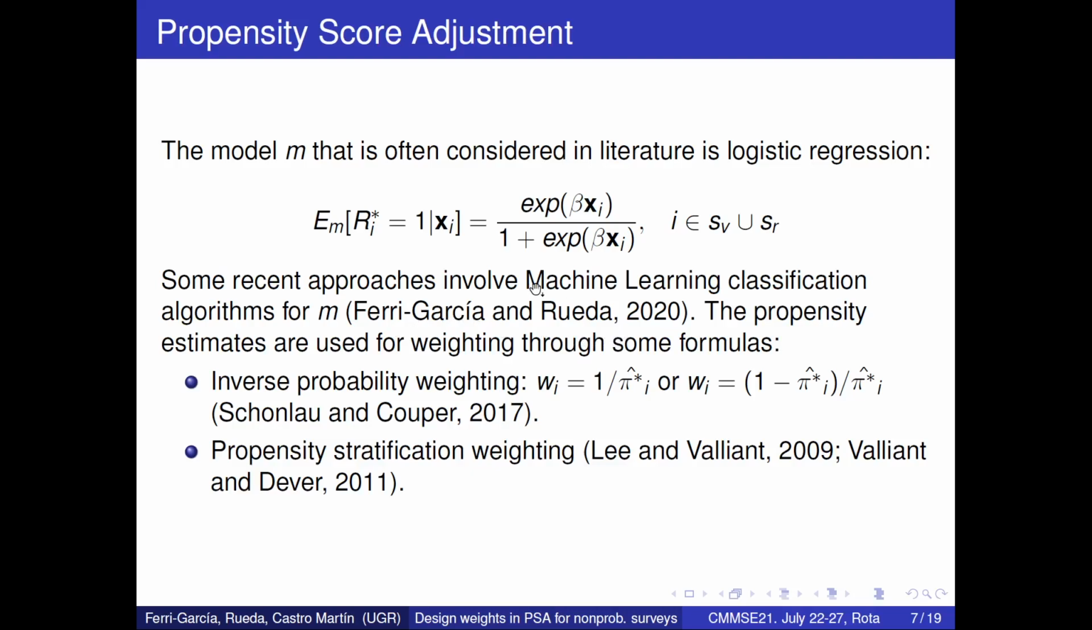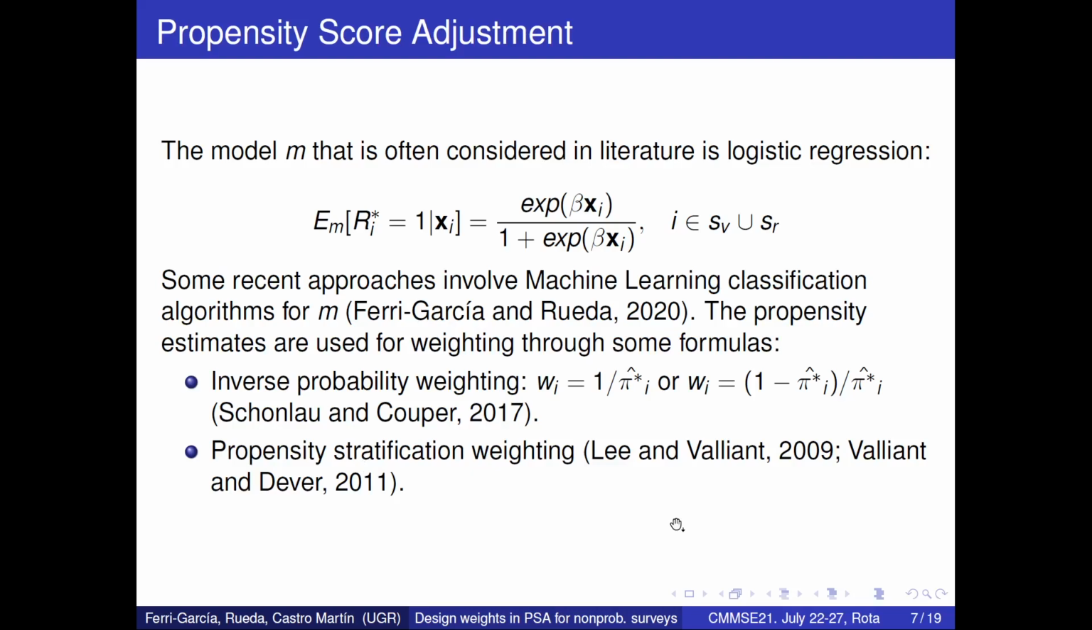Estimators of linear and nonlinear parameters using propensity score adjustment have been developed in the literature, using the propensity to construct weights to be used in Horvitz-Thompson or Hájek estimators, or even in estimating equations. Weights can be calculated just by inverse probability weighting, even with some correction to stop considering those individuals in the non-probability sample to be part of the target population of the probability sample, or even by more sophisticated procedures such as propensity stratification weighting.